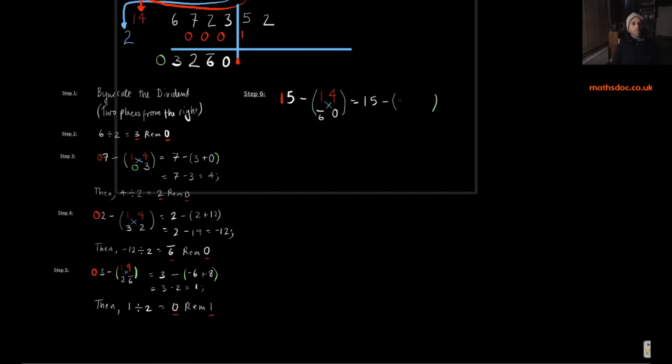No problem. So that's 15 minus, and in parentheses you've got minus 24. So that's 15 plus 24. That should come to 39. 39 divided by 2 is 19, remainder 1. So that's a big number, isn't it?